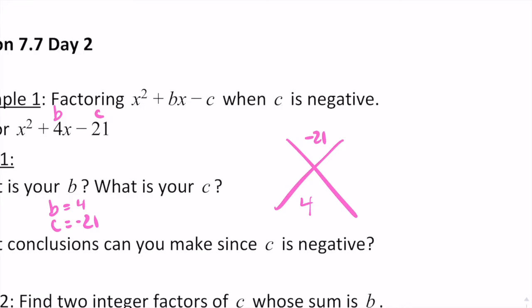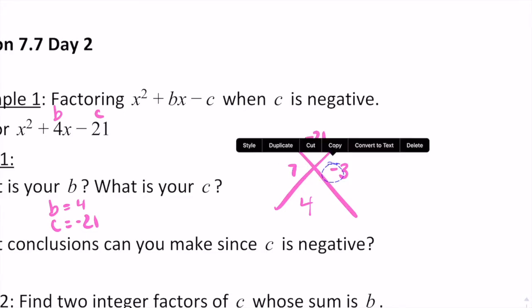Oh, what about if I try this? Negative 7, 3. Well, if I do that, I get negative 21 if I multiply them, but if I add them, I get negative 4. Well, what if I just move this one over here? Right, still get negative 21. If I add them, I get positive 4.